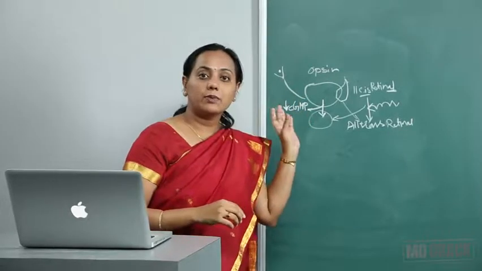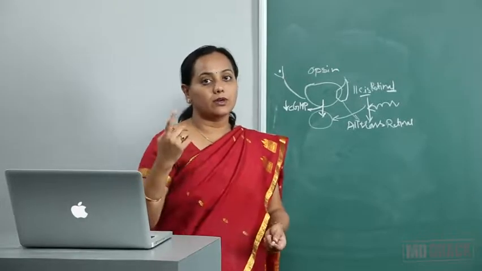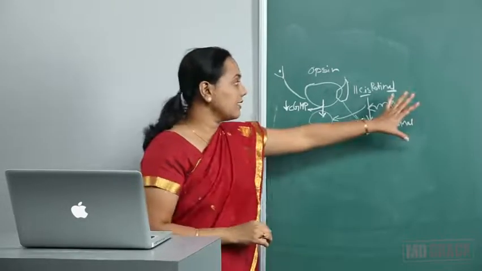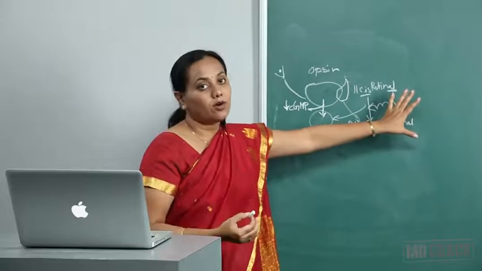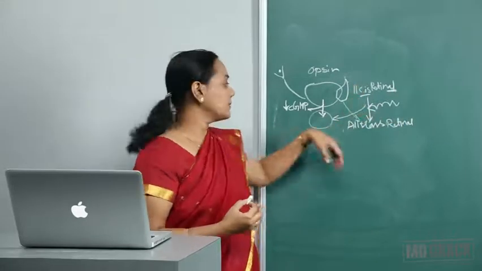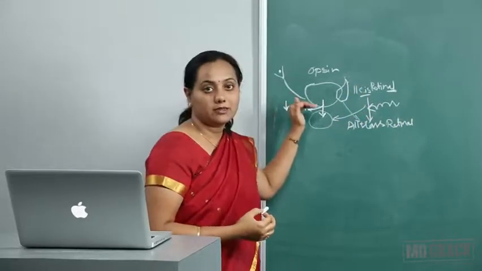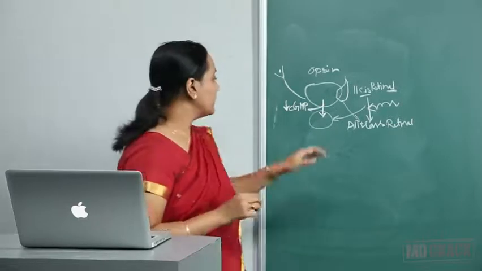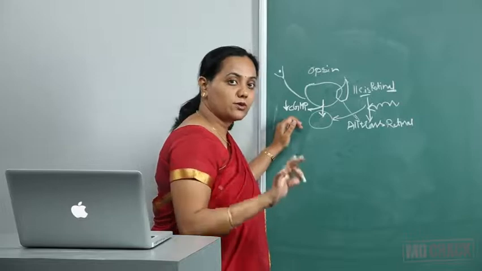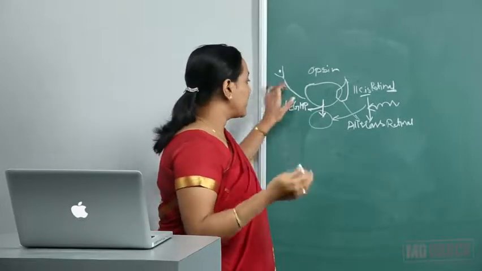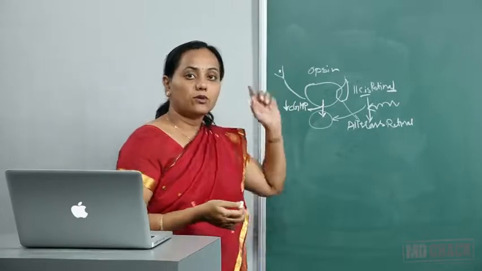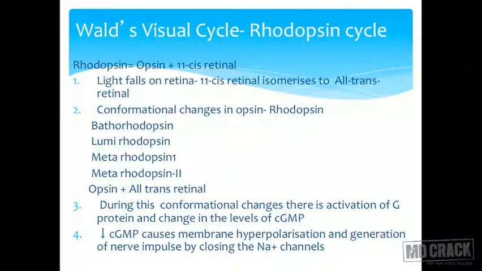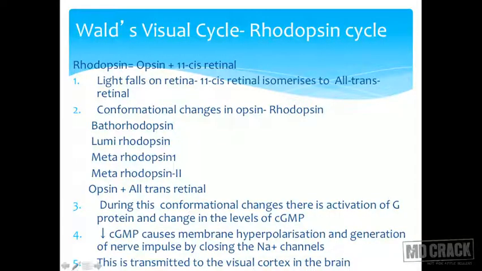Where will this nerve impulse go? It will go to the visual cortex, and it will result in the perceiving of the object. Seeing the object is possible because of all these changes that are taking place. Because of decreased cyclic GMP, which will cause the sodium channels to close and increase the membrane hyperpolarization, a nerve impulse is generated and transmitted to the visual cortex in the brain.